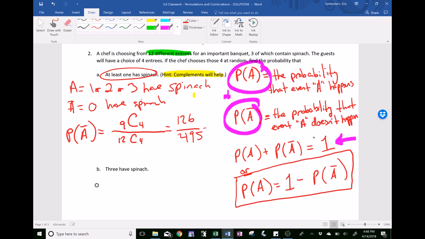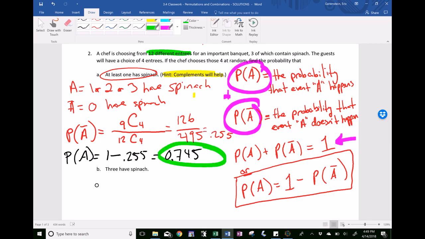So let's come back over here. P of not A is 0.255. So the probability that A does happen should be 1 minus 0.255, which is 0.745. Okay, so that does it for part A. Part B and C are a little bit more straightforward.